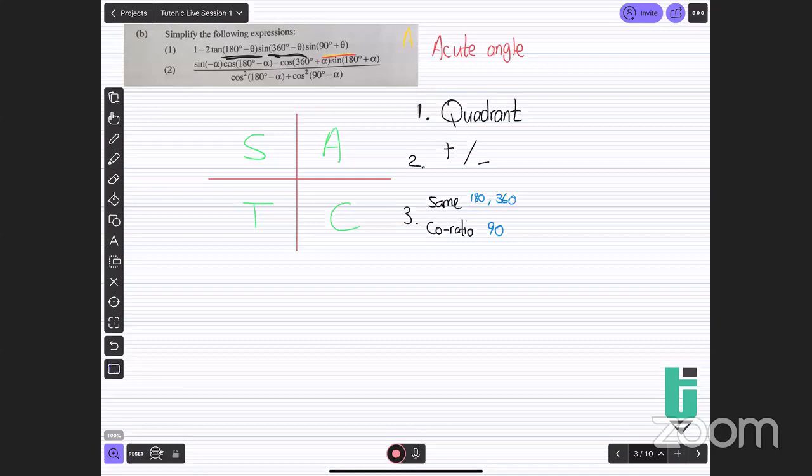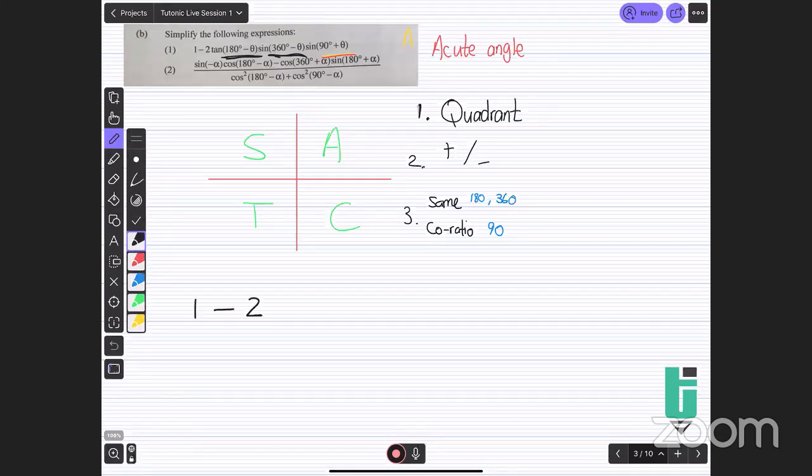So let's try tan, let's say 1 minus 2 times tan of 180 minus theta. The first question is, which quadrant is tan of 180 minus theta? Second. And is tan positive or negative? Negative. So it's going to be positive, and 180 stays the same. So just plus 2 tan theta.